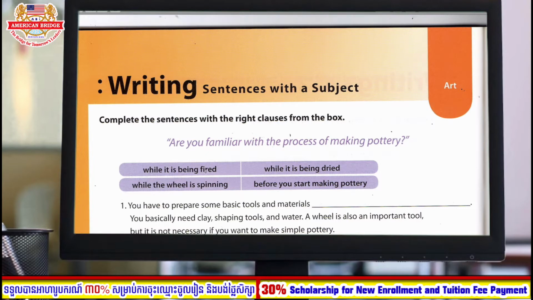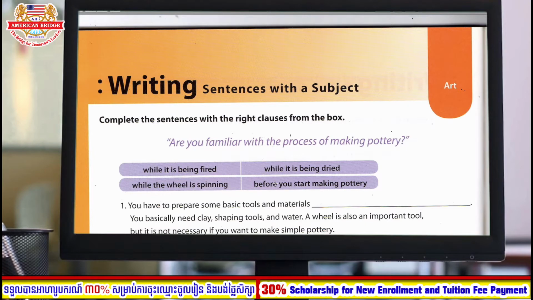Here: while it is being fired, while it is being dried, while the wheel is spinning, before you start making pottery. These clauses, can you tell what type of clause they are? We learned about the adverb clause already, but there are many types of adverb clause: the clause of reason, the clause of result, clause of manner, clause of time. So which type of clauses are they? Sure, the correct answer is these are time clauses, because they are used to talk about time. We have the word while and the word before.